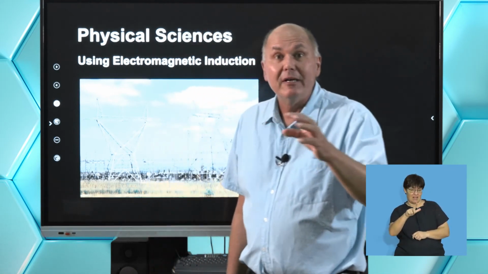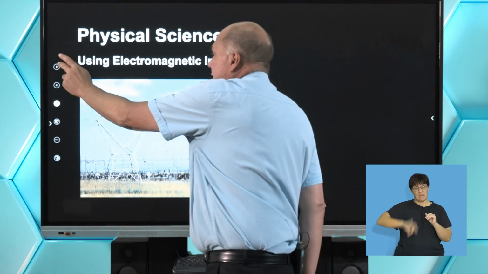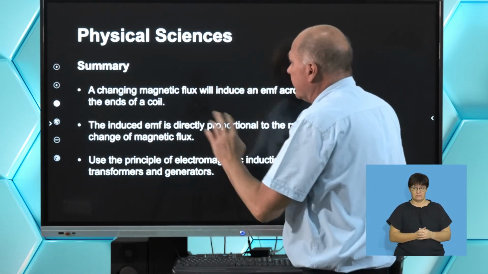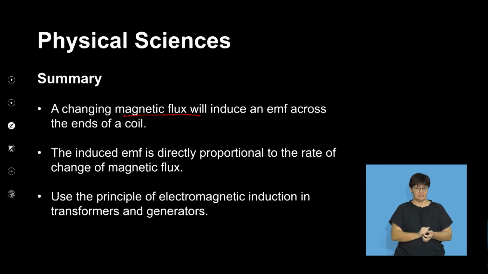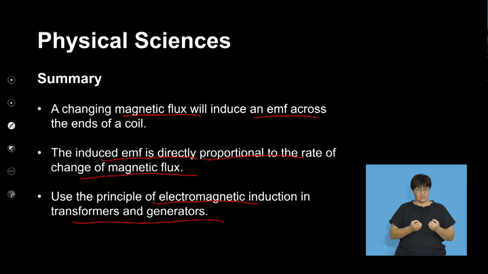So let's make sure that we are grateful to a great man, Michael Faraday, for discovering this principle, not just discovering it, making it clear to us, making it useful so that we can today have benefits of the work that he did. Now, final thing, summary for you. Remember, changing magnetic flux is required to induce an EMF across the ends of a coil. The induced current is directly proportional to the rate of change of magnetic flux, and we use the principle of electromagnetic induction for transformers and generators.